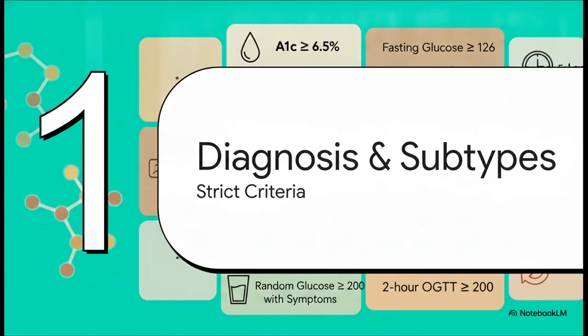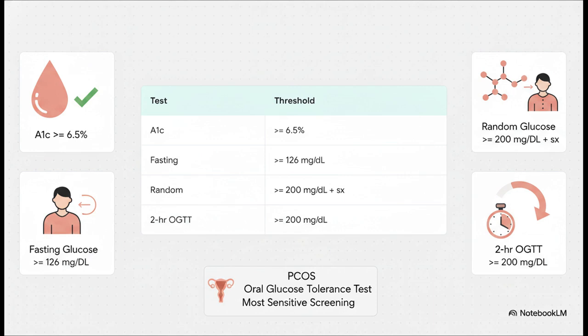Section 1. Diabetes diagnosis and subtypes. Making the diagnosis means you have to hit specific thresholds. You're looking for an A1C of 6.5% or higher, a fasting glucose of at least 126, or a random glucose of 200 or more if the patient is actually showing hyperglycemic symptoms. There's also the 2-hour oral glucose tolerance test, which also has a cutoff of 200.